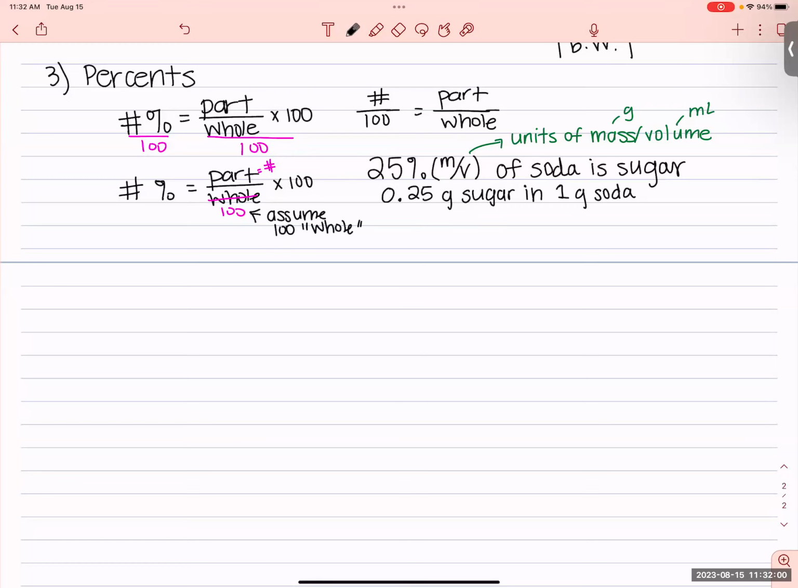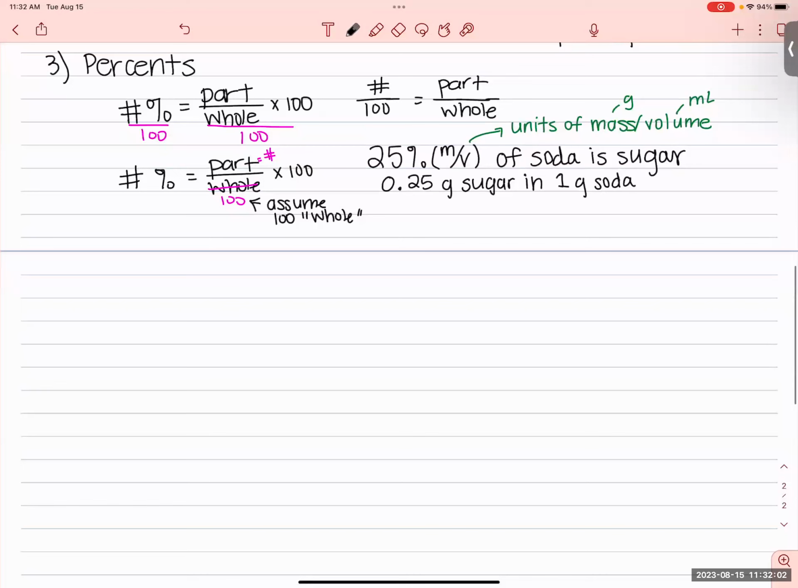So let's just break it down. I'm going to break it down into pieces for you. What's the part here and what's the whole? If I say 25% of soda is sugar, the whole thing is the soda. The part is the sugar. So we have 25. We use mass for the part and we use volume for the whole because it's part over whole here. So we'll say 25 grams of sugar and we'll say 100 grams of soda.